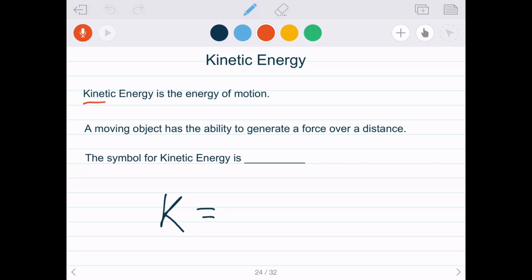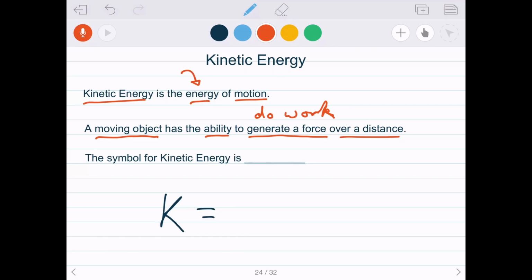So kinetic energy is the energy of moving things, of motion. A moving object has the ability to generate a force over a distance. It has the ability to do work. Okay? So energy always has the ability to do work.